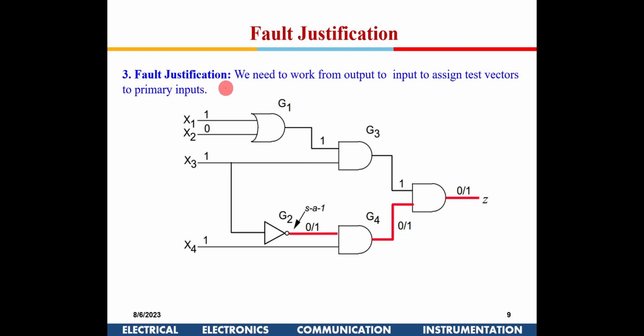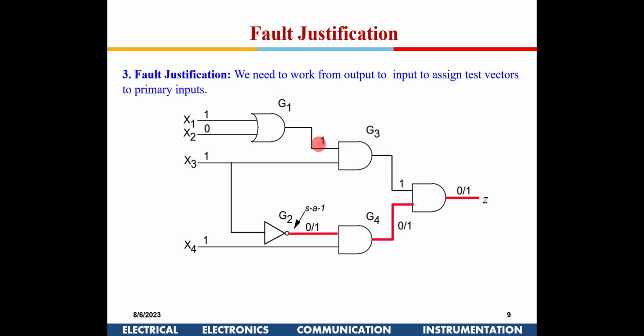And the third one is fault justification. Now, for this fault to appear here, this gate needs to be justified. That means I need to give a 1 here, because if I give a 0 here, this will be permanently 0. So I need to give a 1 here, right?